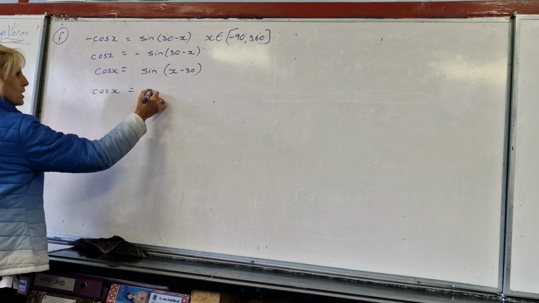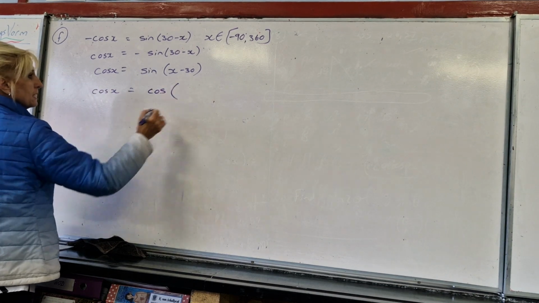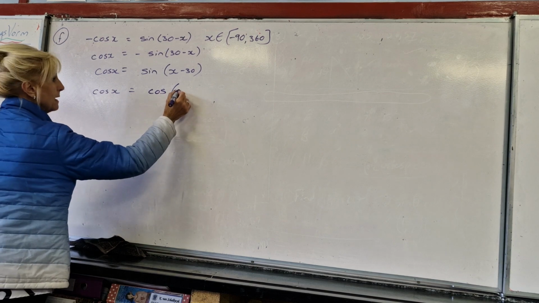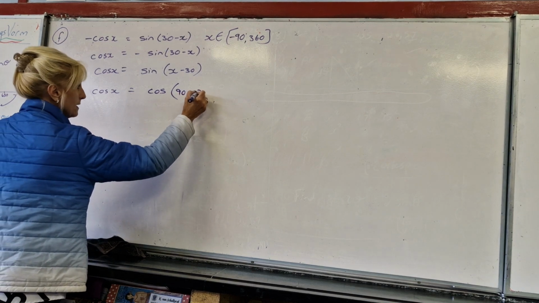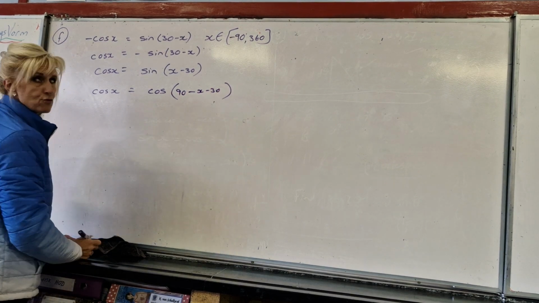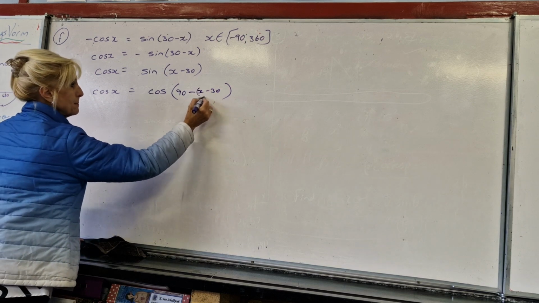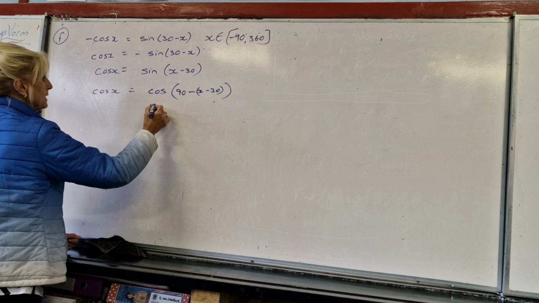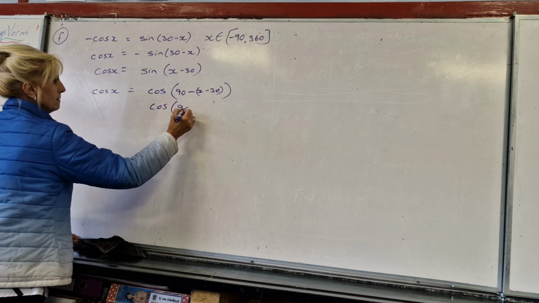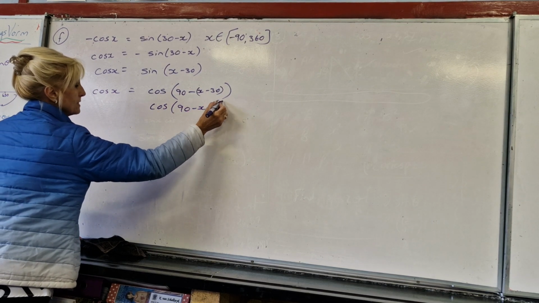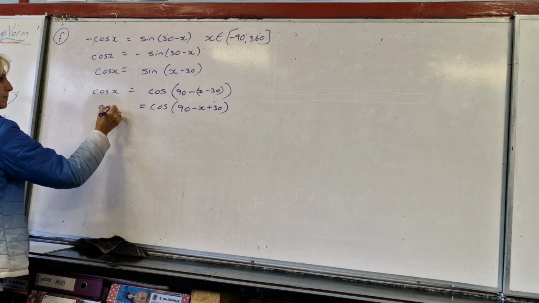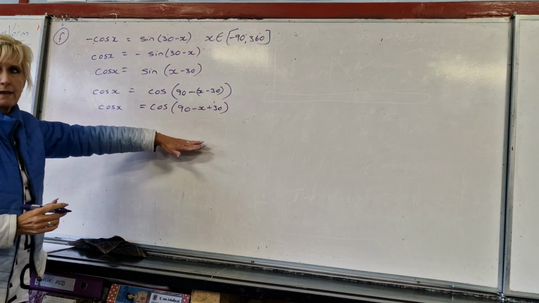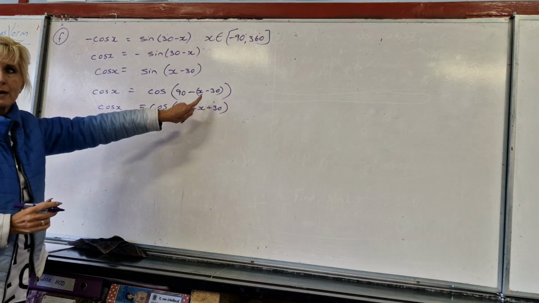So if I want to change the sin into cos, what's it going to become? 90 minus the x and the minus 30. If you write that, it's wrong. It's going to be minus the whole thing, which is going to be minus x and plus 30. Guys, if you can save yourself a step, then please do. So you can immediately say that. But don't get confused with the minuses.